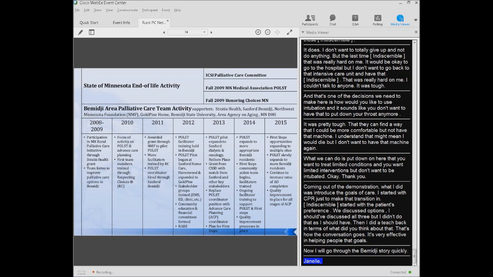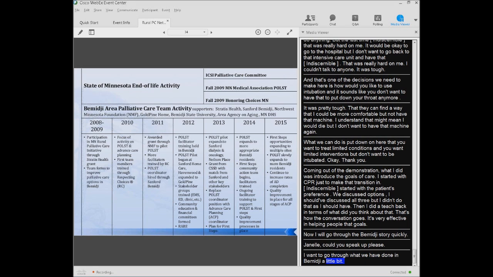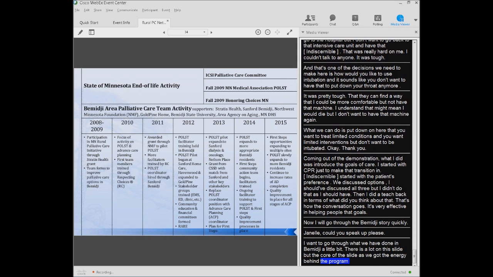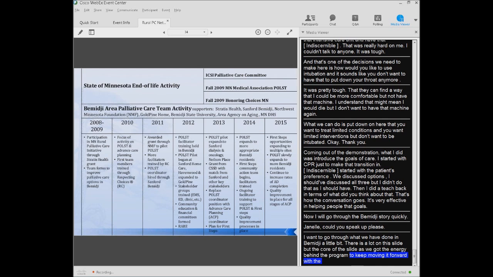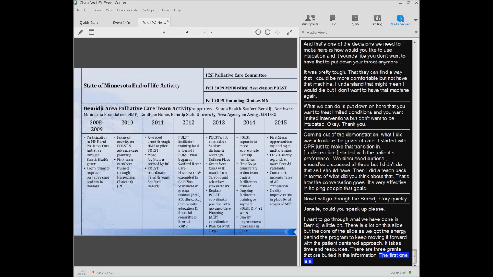This slide, there's a lot on it, but the core of the slide is what we did is we got some energy behind programs that keep moving forward, the patient-centered approach, because it takes time and it takes resources. So there are 3 grants that are buried in this information. The first one was one from Stanford Health to help organize this. The second one was a local one to get it energized and moving forward.